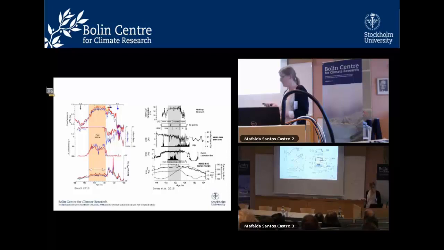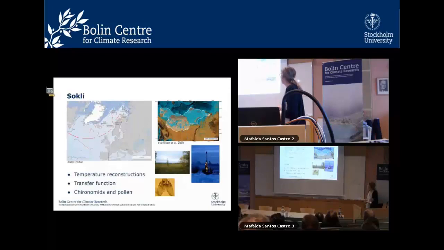So I work at a site in northern Finland, called Sokli. It's an interesting site because it contains a long and continuous well-preserved sediment sequence from the Eemian, even though it's situated in a previously glaciated area. It's also interesting because it is a high latitude site, so it can be expected to respond sensitively to climatic processes occurring in high latitudes, such as changes in the extent of sea ice or movements of the polar and Arctic fronts or changes in the ocean circulation.